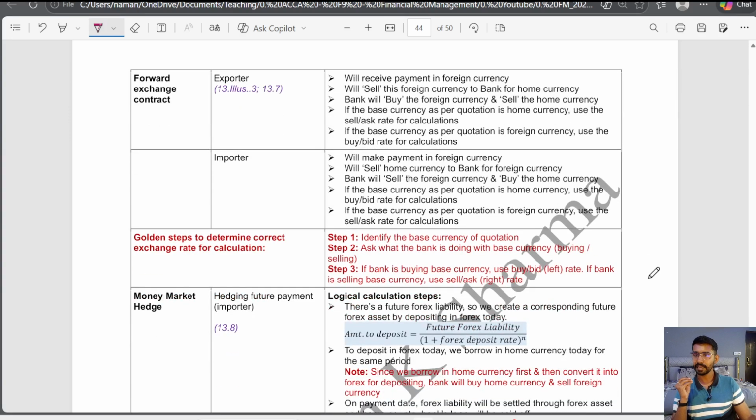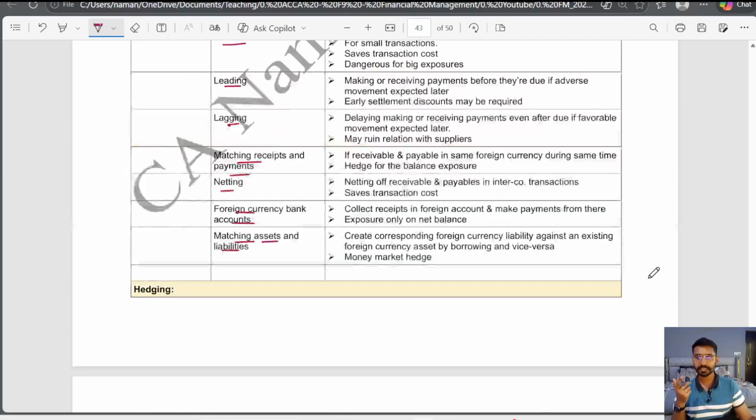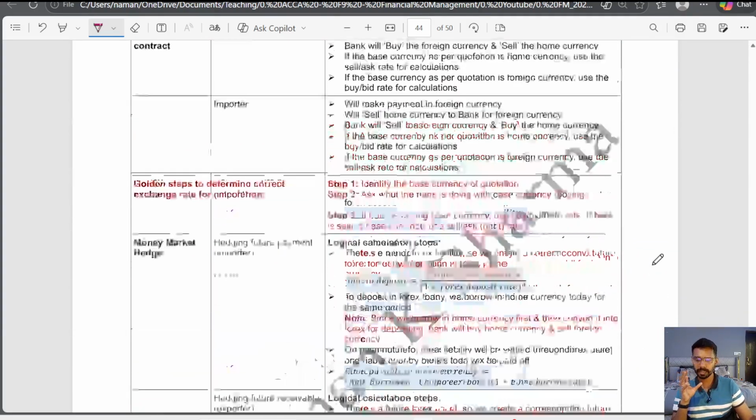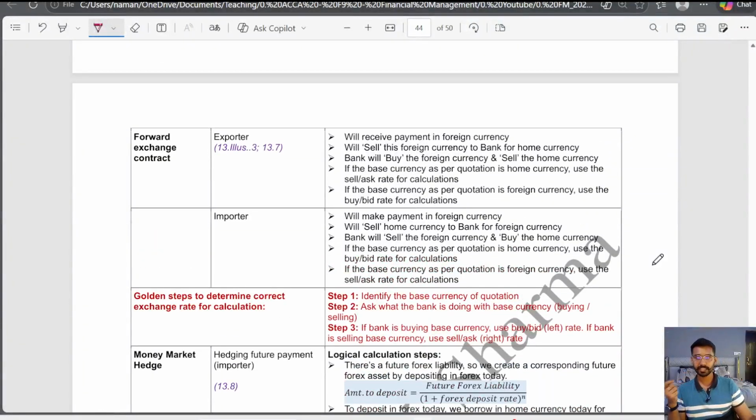Now, how does a forward exchange contract happen? It happens in the forward market. What you do is you go to the bank, you tell them that I am expecting a receivable, let's say of $1,000, 3 months down the line. I will sell you these dollars. Let's finalize the exchange rate right now.